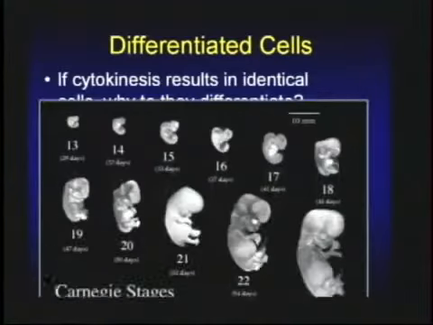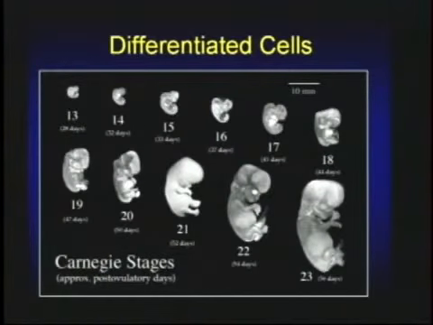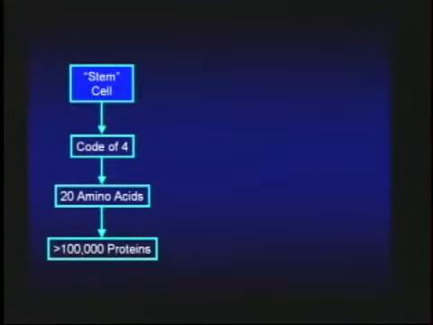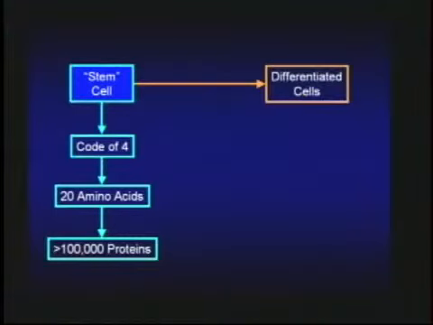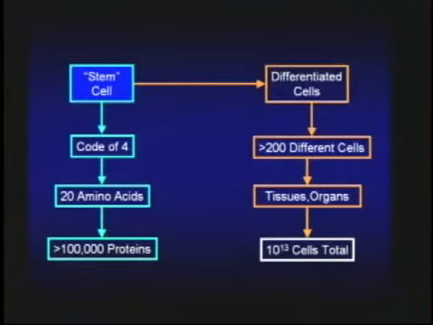Why do they differentiate? And you all have seen these, the development of the embryos. While they're still undifferentiated, they're called stem cells. They use a code of 4 to define the 20 amino acids that make up 100,000 different proteins to make the cell operate. But then for some reason, unknown at the present stage of understanding, they start differentiating. And before they differentiated, they're called stem cells. And there's over 200 different kinds of cells that get differentiated that make up the tissues and organs. There's a total of 10 to the 13th cells in your body, which is a bunch.